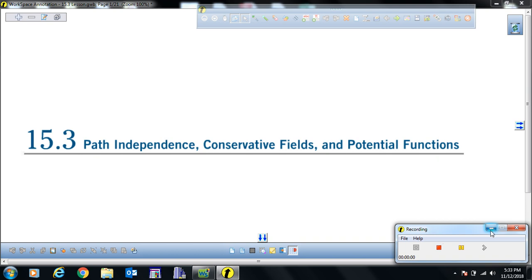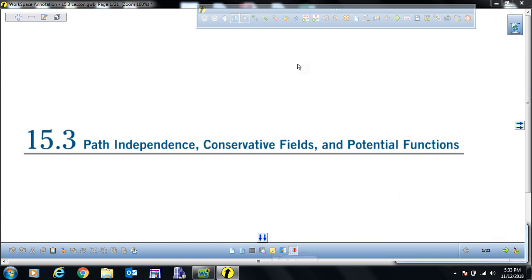Hello, this section is 15.3 on path independence, conservative fields, and potential functions. Now, as discussed in section 15.2, we talked about the work.